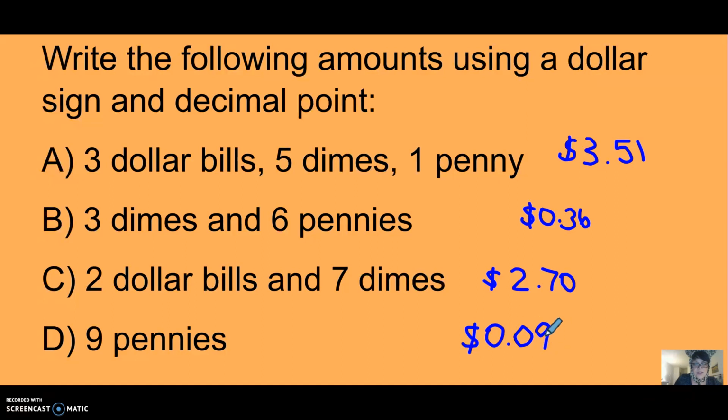What do you notice about the 2 places after the decimal point in money? 5 dimes, 1 penny. 6 pennies, 3 dimes. 7 dimes, no pennies. 9 pennies, no dimes.